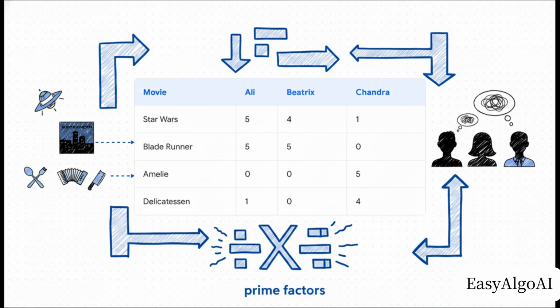Imagine a super simple setup: 3 viewers, Ali, Beatrix, and Chandra, and 4 movies: Star Wars, Blade Runner, Amelie, and Delicatessen. They've rated these movies on a scale of 0 to 5. To the naked eye, this is just a random grid of numbers, pure chaos. But remember, SVD can factorize this non-square matrix to extract the underlying prime factors of these viewers' actual personalities.